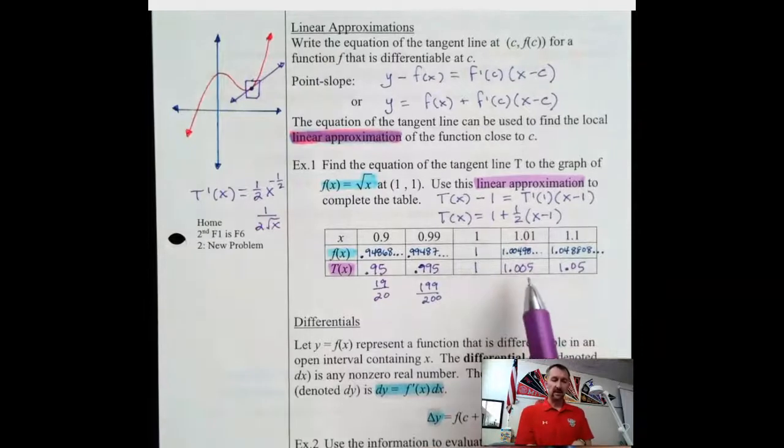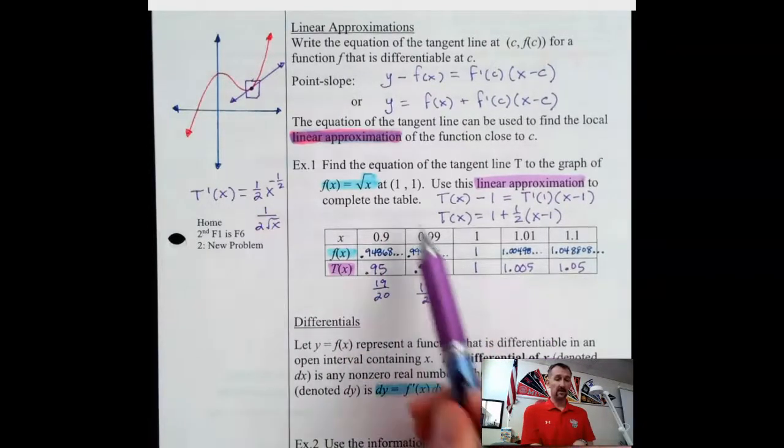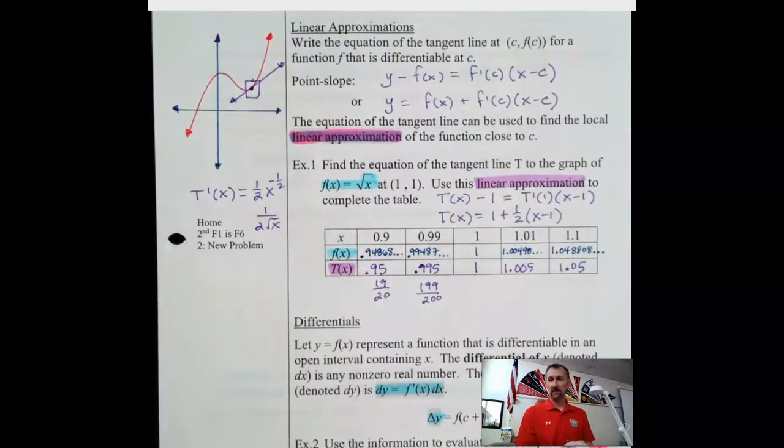So you can see that that is really close. So it would be much easier to plug this in, and we can actually calculate it, possibly in our head, whereas the square root of 1.01, most of us can't calculate that in our head or even on paper anymore. There is a way to do it by hand, but most of us don't know anymore because we have calculators and we don't need to.